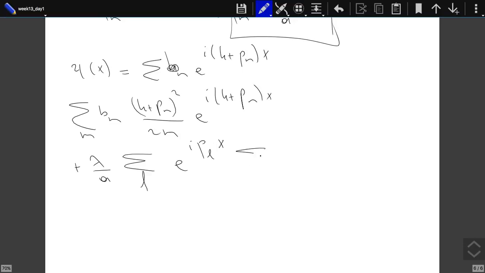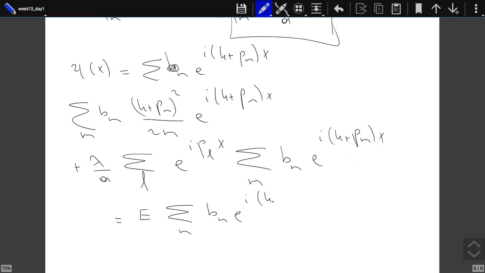And we have sum over m, Bm, no, not Bm, times e to the power i (k plus Pm) of x. This is psi. This should be equal to E times sum over m Bm e to the power i (k plus Pm) of x. Okay, now this is the correct equation. Now both sides contain the e to the power i k of x, so we can just cancel those.